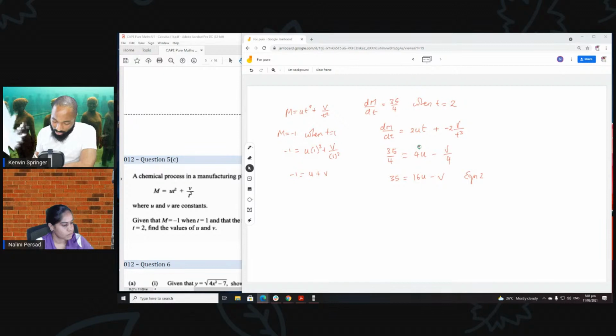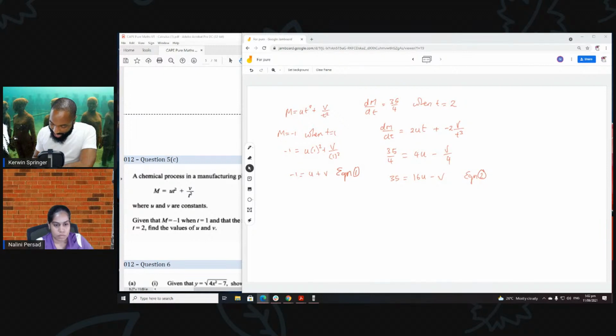I didn't show the substitution line because it's pure maths. So equation 1, equation 2, simultaneous, whatever way you want to do it, substitution method, simultaneous, elimination method. Pure math students are sometimes strong on that, they like substitution. I would say just do your little elimination and go forward with your life.